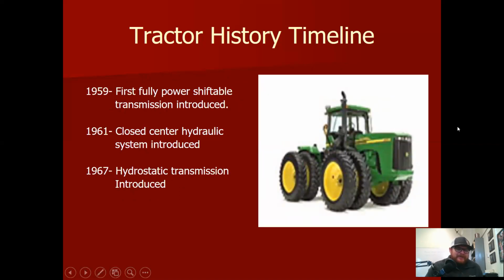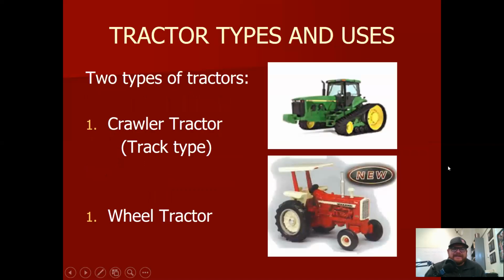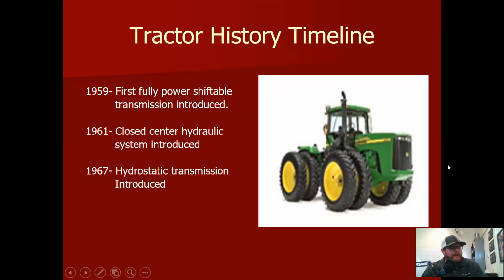1958, the first fully power shiftable transmission was introduced, closed center hydraulics in 1961, and then hydrostatic transmission in 1967. We have more things, obviously, that have been advanced past 1967, but that's kind of where our book really leaves off a little bit. And we really are going to deal with a lot of those things as we get through and see the different tractors, different equipment that we're going to be operating in this class.